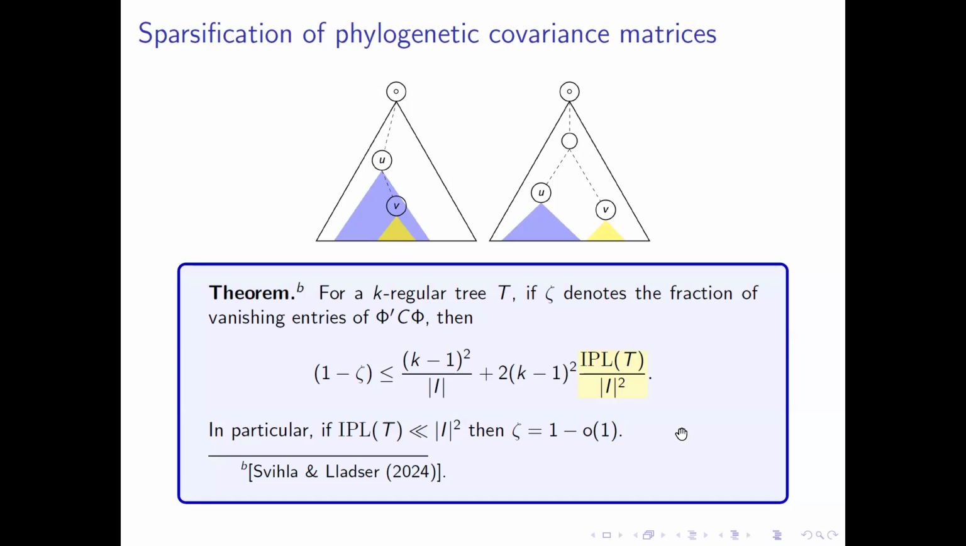And the most important term here is this ratio of internal path length of the tree and the square of the number of interior nodes. In particular, if the internal path length is much less than the square of the number of interior nodes, then that means that the matrix will be significantly sparsified under this basis. And something to note about this is that this bound doesn't actually depend on the edge lengths themselves, which is essentially where the covariance information is stored. It really just depends on the topology of the tree.